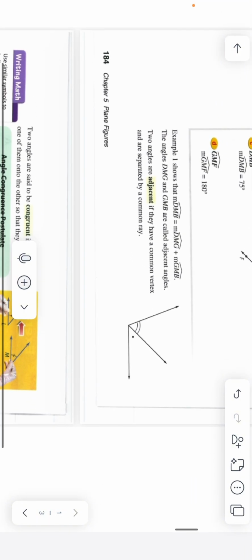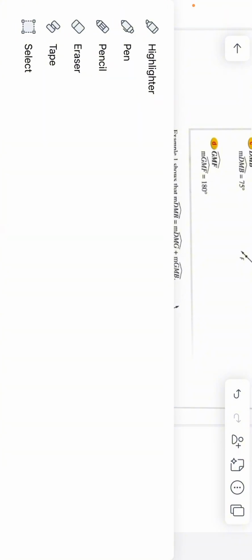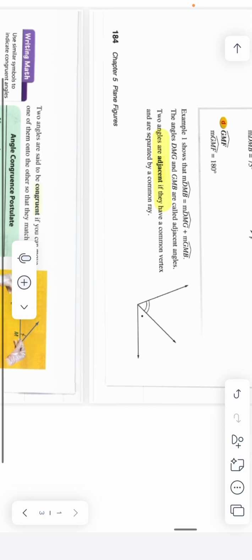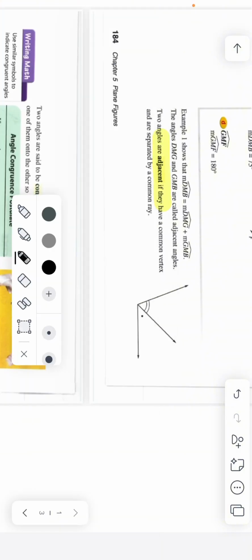Now here we have adjacent. What does the word adjacent mean? We have two types of angles. The first one is adjacent angles. Adjacent angles are those angles that are neighbors, like this one. This angle and this angle. They are neighbors, they are beside each other.